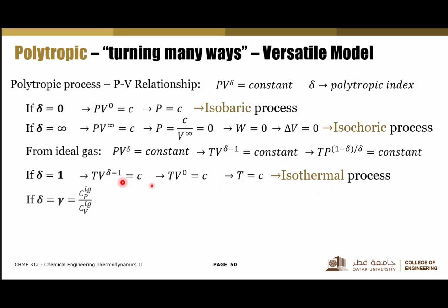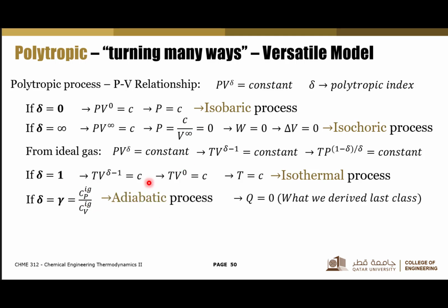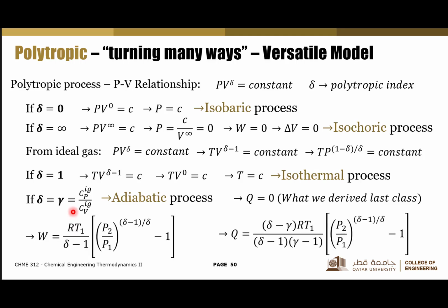So isothermal process. Now if delta is equal to gamma, which is Cp over Cv, this is called the heat capacity ratio or specific heat ratio. We use this power in PV to the delta when we have an adiabatic process. So when Q is equal to 0, then delta is equal to Cp over Cv. And this Cp over Cv, the specific heat ratio, was derived in last class.